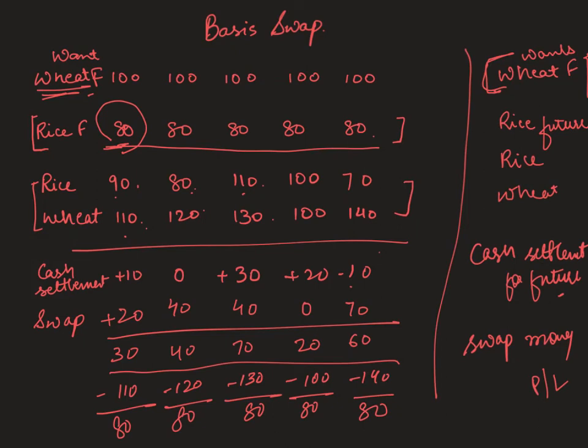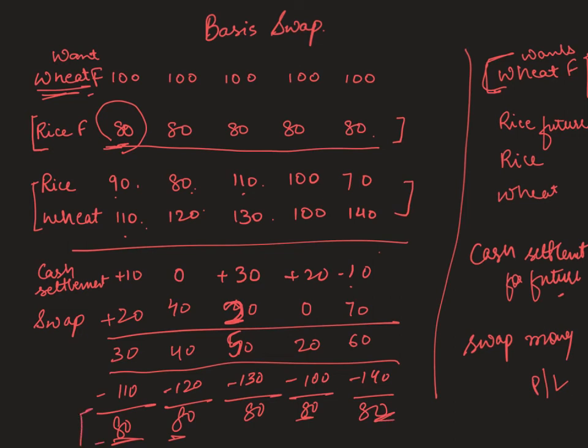This one actually has some problem. Let me check what's happening here. Oh, this should have been 20. So 50 and 80. Yeah. So in the end, I'm paying $80 for my wheat.